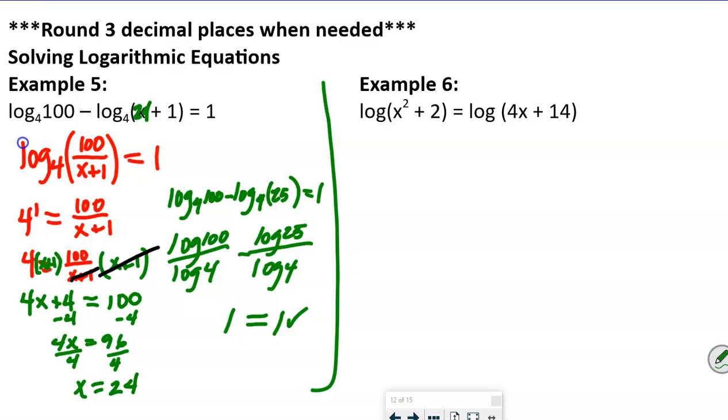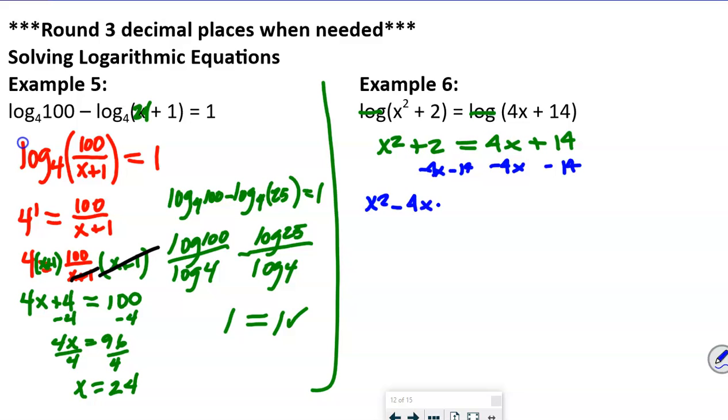All right, so this time we have a log base 10 is equal to a log base 10. So these are the same, right? So I said when they're the same, we can just set these equal to each other, right? Now, my first period class was not happy with me when we did this one because I said we're going back to factoring. So we're going to subtract the 4x and the 14 and move everything to one side of the equal sign. So we're going to have x squared minus 4x, 2 minus 14 is minus 12. Then we're going to have to factor this thing.